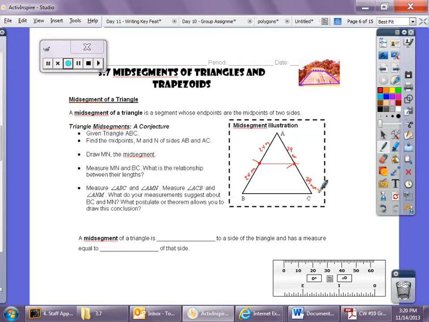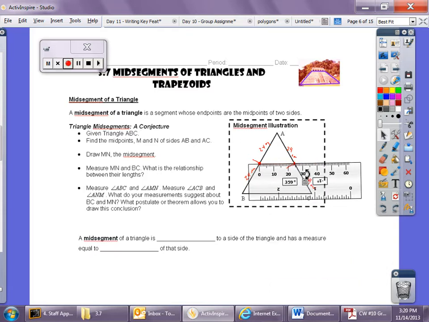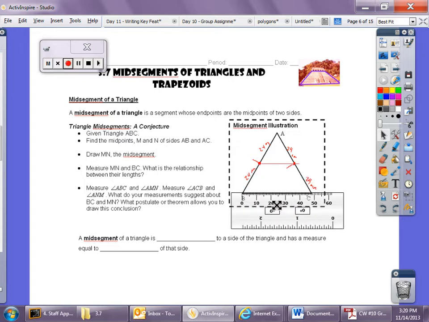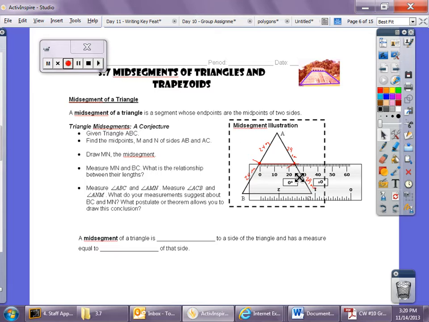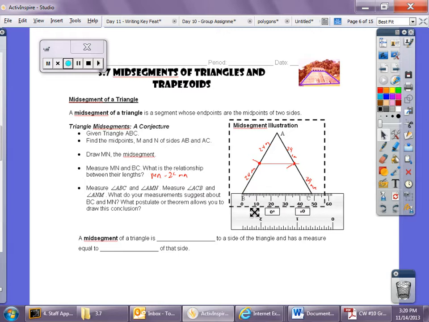Now, if we measure MN and BC, so if we look at MN, MN is about 25, about 24 actually. Measure that again. So MN, put that right there, about 24 millimeters. MN is 24 millimeters. And now if we look at BC, BC is about 48. So BC is 48 millimeters.